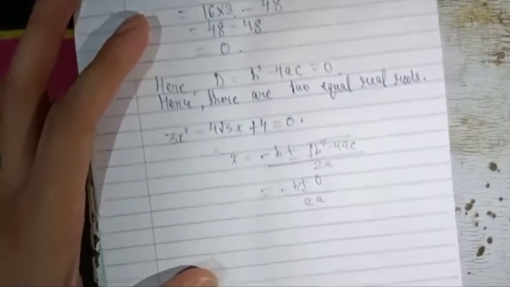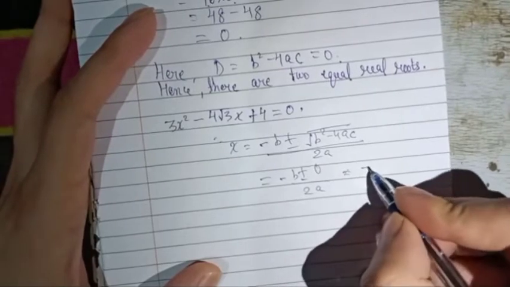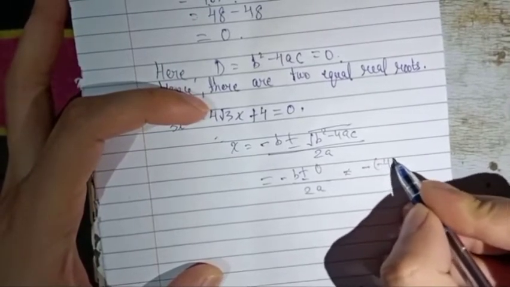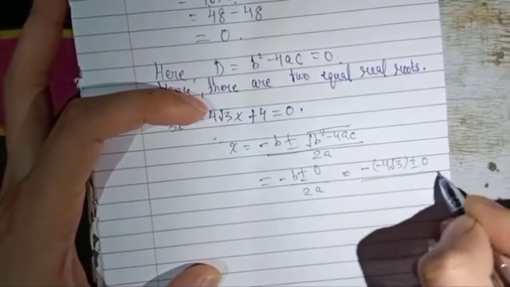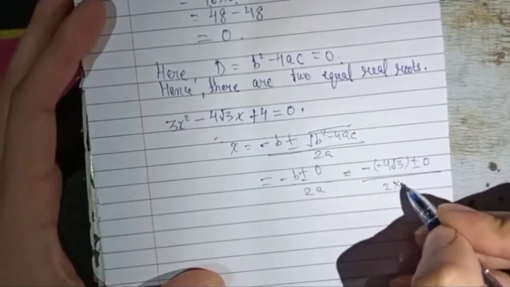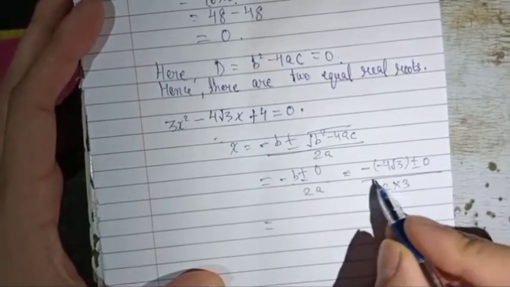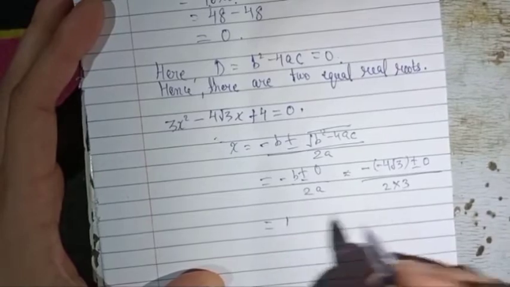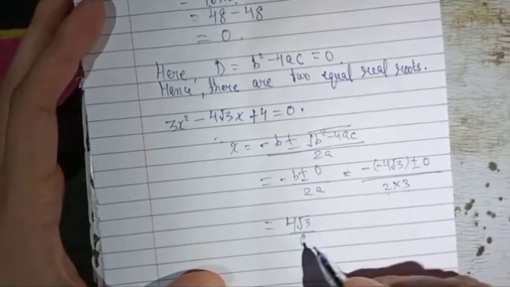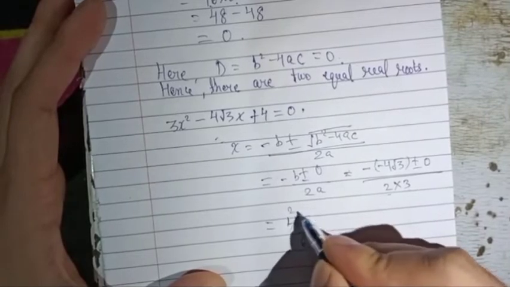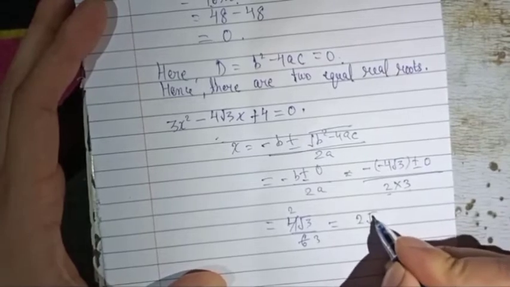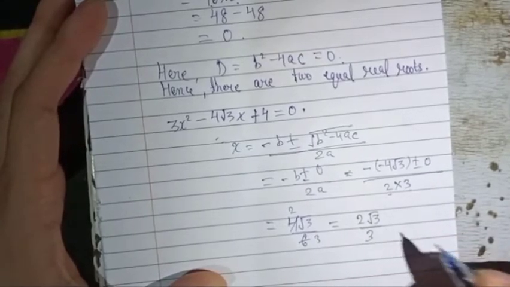Now we will put the values. So minus b is what? Minus 4 root 3. So minus of minus 4 root 3 plus minus 0 divided by 2a. So 2 multiply a, and a is 3. So 2 multiply 3. So you will get minus of minus 4 root 3, that means 4 root 3 positive, divided by 2 3s are 6. Now divide them. So 2 2s are 4, 2 3s are 6. So it will become 2 root 3 upon 3.